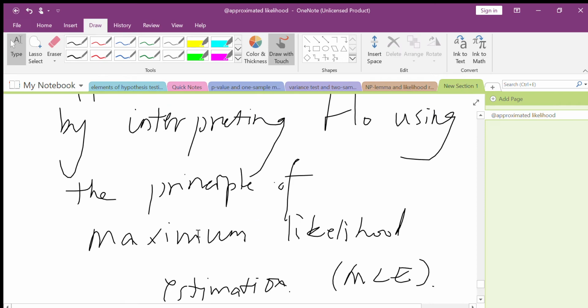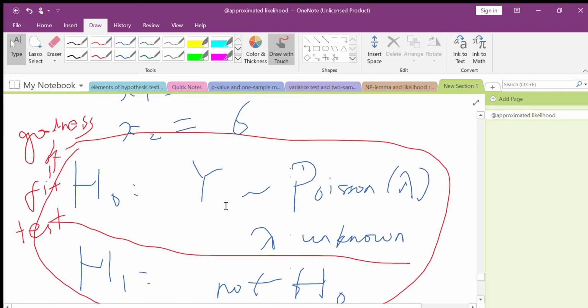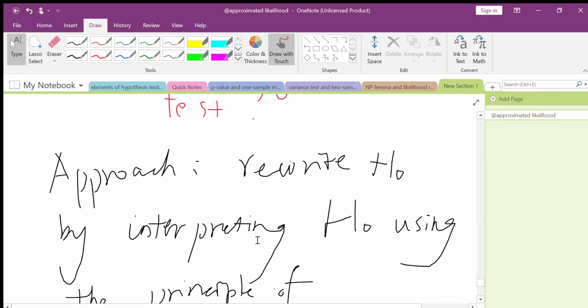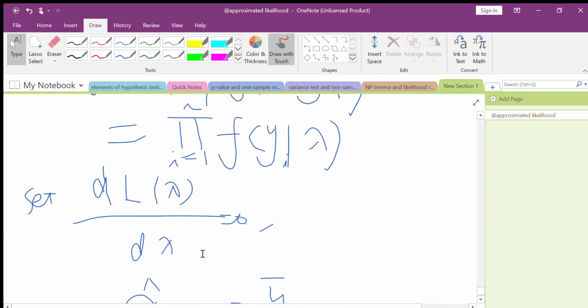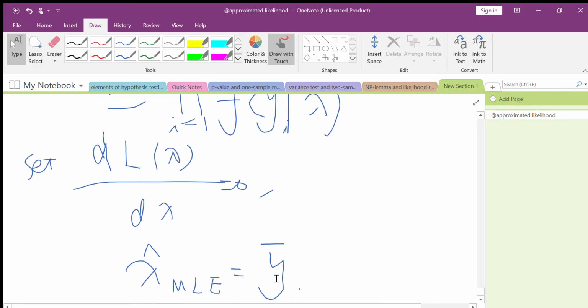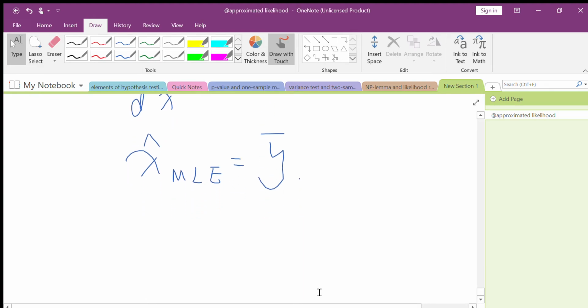So using the principle of maximum likelihood estimation, we rewrite H0. H0 is that capital Y follows Poisson lambda, and we find lambda hat MLE. So how do we rewrite H0 after we find the MLE? If capital Y follows Poisson with lambda hat MLE, what are P0, P1, P2? P0 is the probability of X0 taking the value 1.